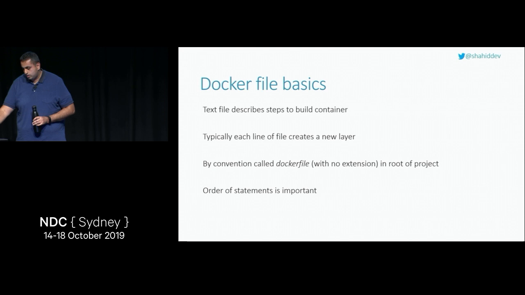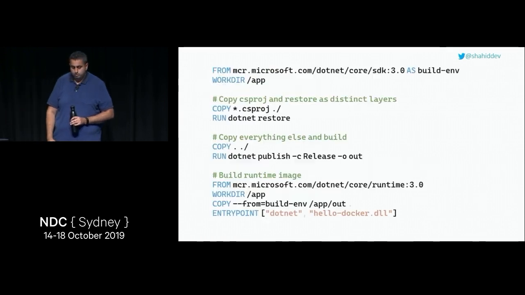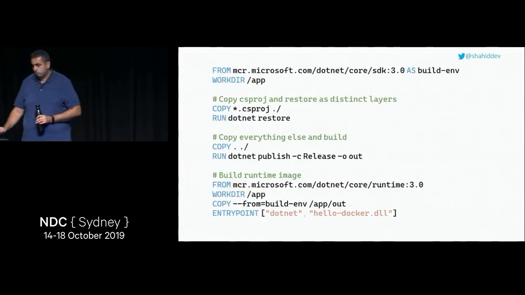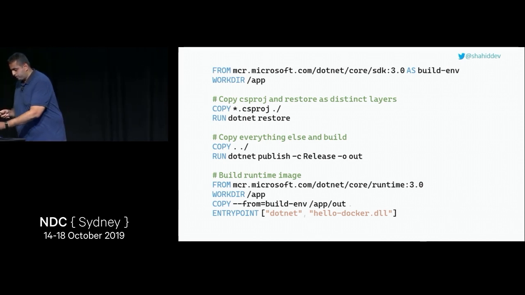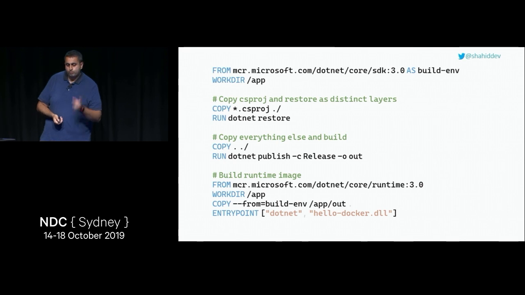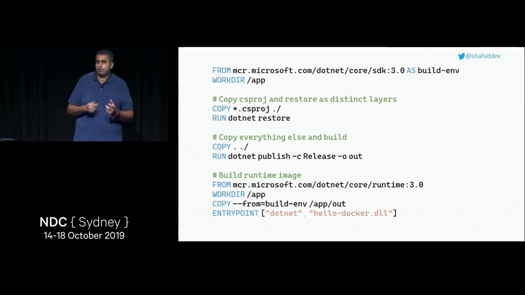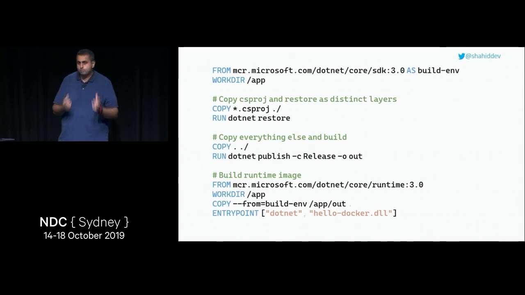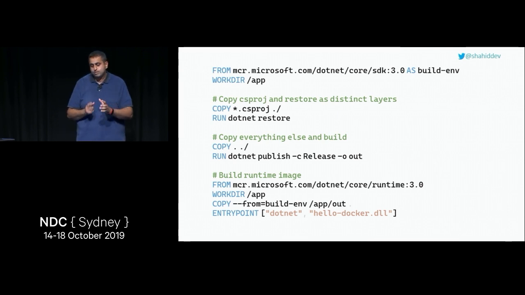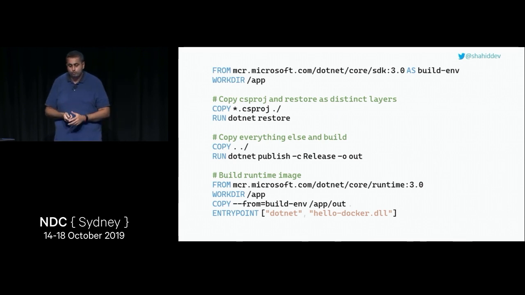So this is an example of a Dockerfile. This is a .NET Core Dockerfile. Let's work through it. Before I go too much further, this is what we call a multi-stage build. If you've seen Docker talks from 2-3 years ago, people weren't talking about multi-stage builds. Then a year ago, people were talking about this new thing called multi-stage builds. Now everything should be a multi-stage build. So this is how Docker files should look, or some variant of.